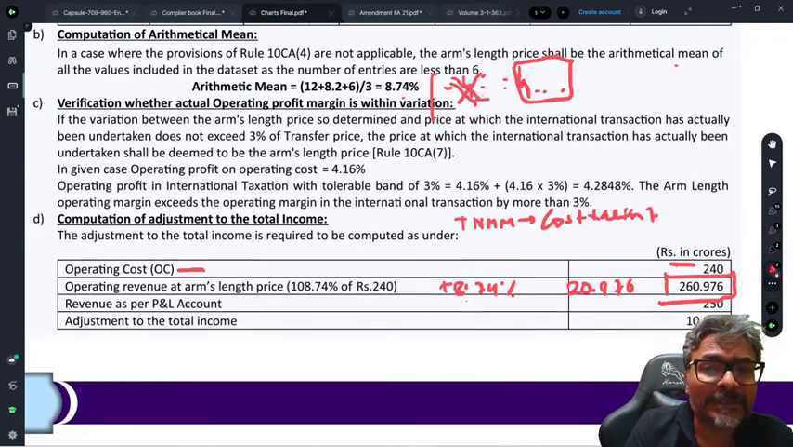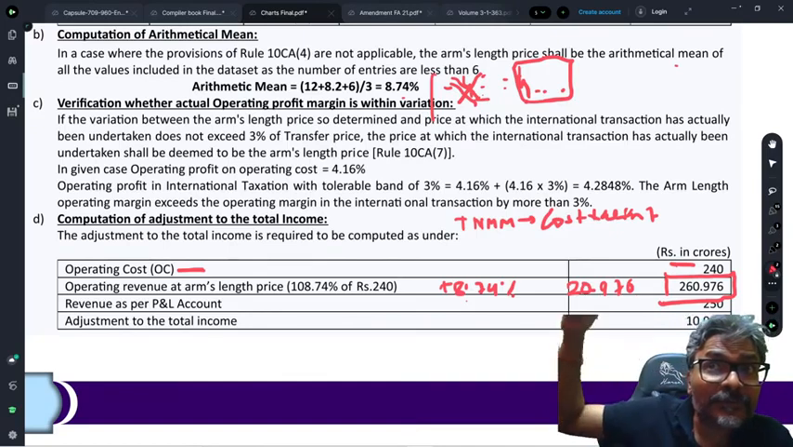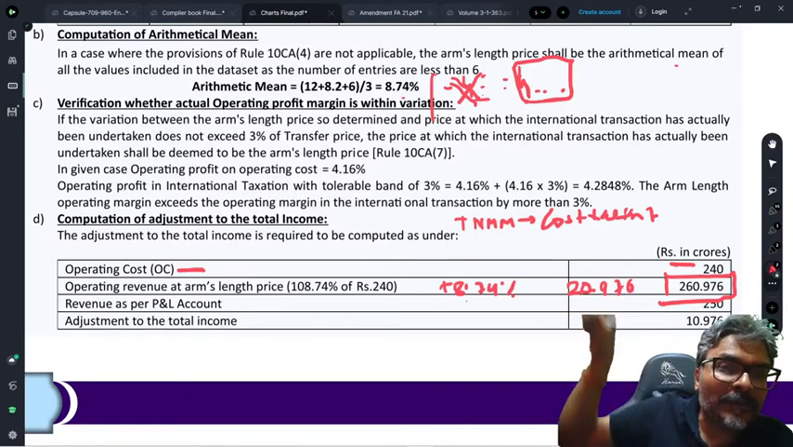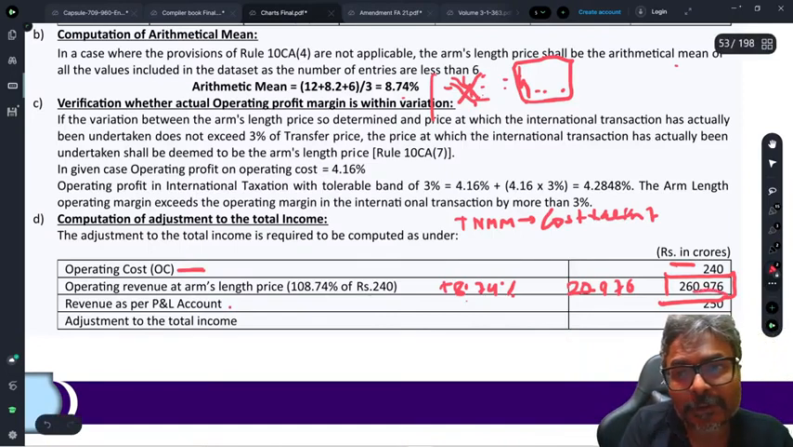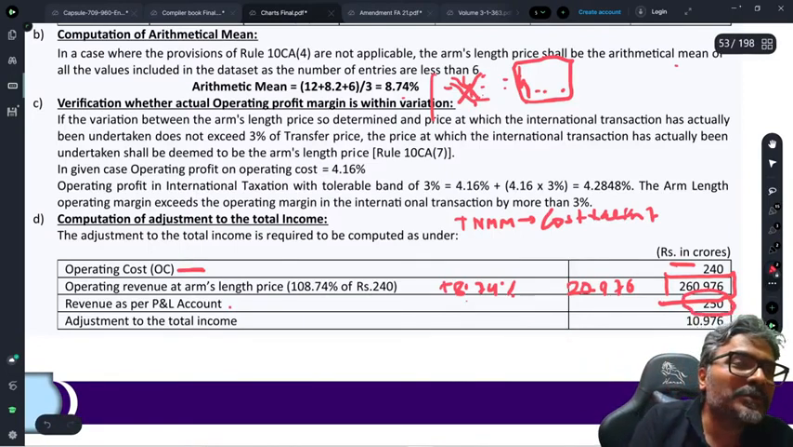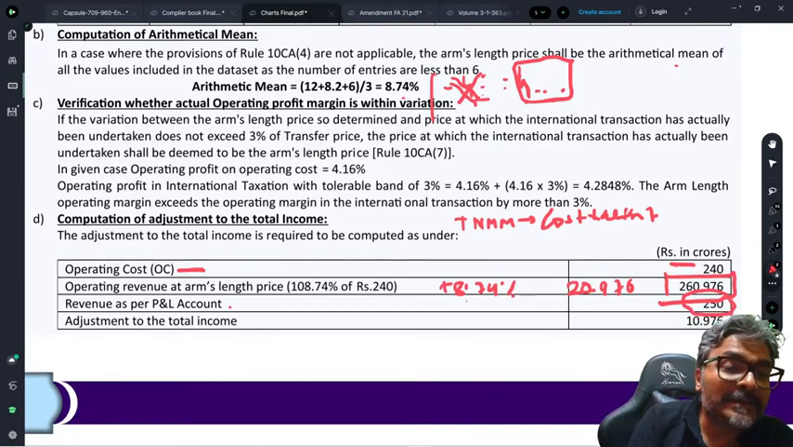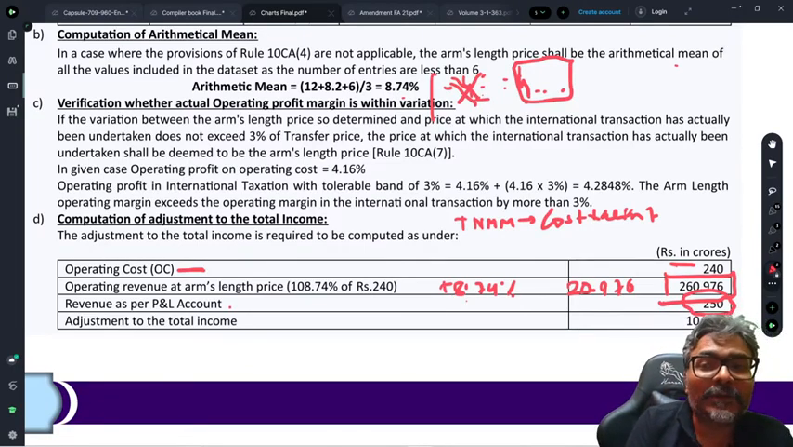Students, the arm's length price is 260.976. This is the price which I should have charged to my Singapore AE. As against this, how much is the actual price which I have charged? The actual price, students, that I have charged is only 250. So what would be the transfer pricing adjustment? 10.976.